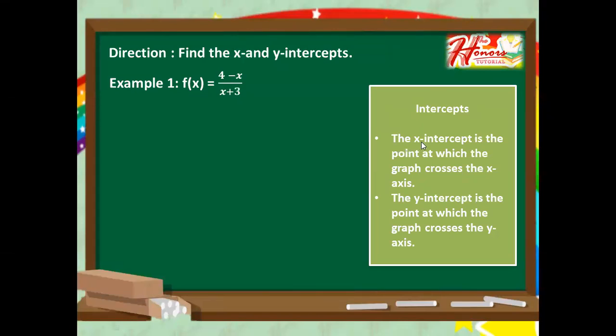The first one is the x-intercept. It is the point at which the graph crosses the x-axis. And the second one is the y-intercept. It is the point at which the graph crosses the y-axis. So now we are expecting two answers, one for the x-intercept and the other one for the y-intercept.